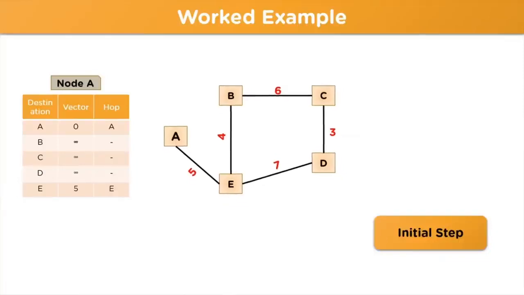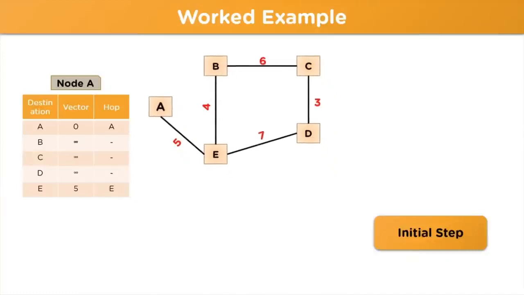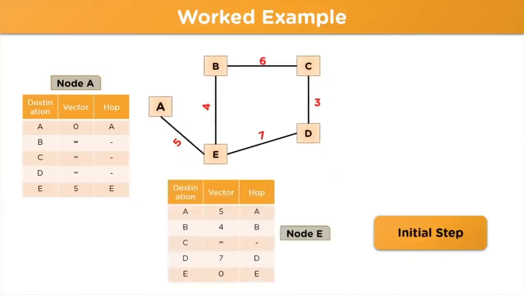Let's make another routing table for node E. This is the routing table for node E. Let's take a look. In this routing table, the first is destination to node A. According to the network model given, distance is 5. So the vector value is 5 with the hop to A.